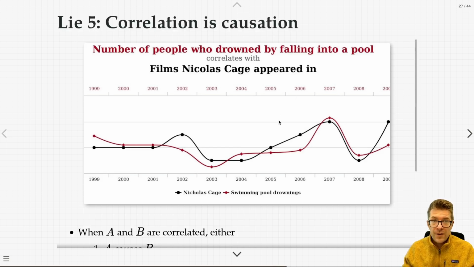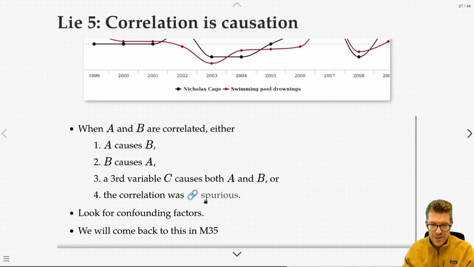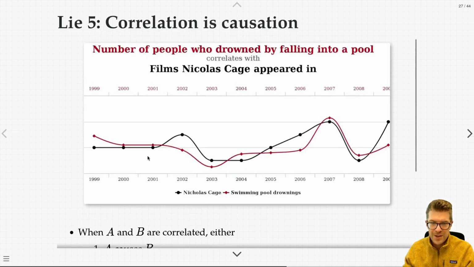Lie 5: correlation is causation. This is one of the most important topics in science generally, and we'll have a whole module on correlation and causation coming up, which I'm looking forward to. But just because two things are correlated doesn't mean one thing causes the other. There's a whole website, linked down here, which is all about spurious correlations.